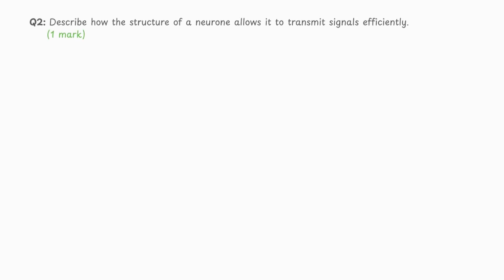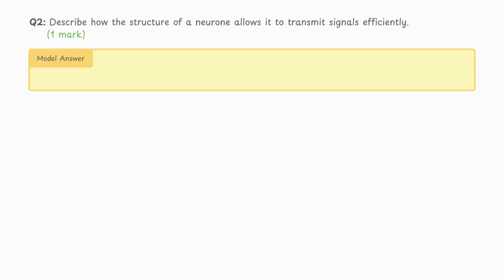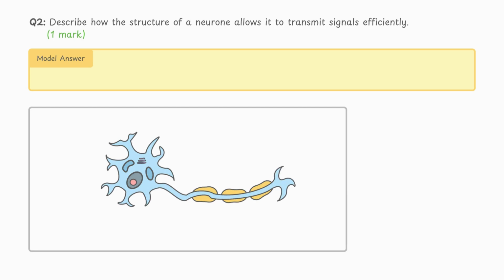This question asks us to describe how the structure of a neuron allows it to transmit signals efficiently. In the illustration, we can see a neuron with dendrites branching out from the cell body to receive signals, and a long axon carrying the electrical impulse along its length. The axon is wrapped in a myelin sheath, which insulates it, and there are small gaps called nodes where the impulse jumps forward, speeding up transmission. The arrows show how the action potential moves quickly along the neuron.